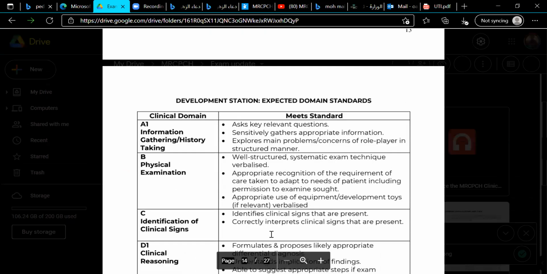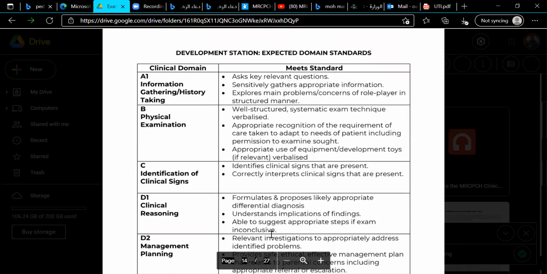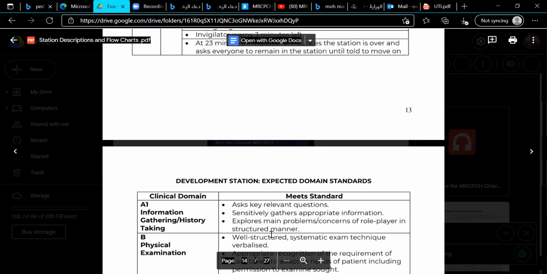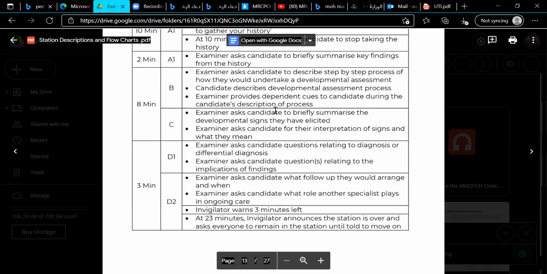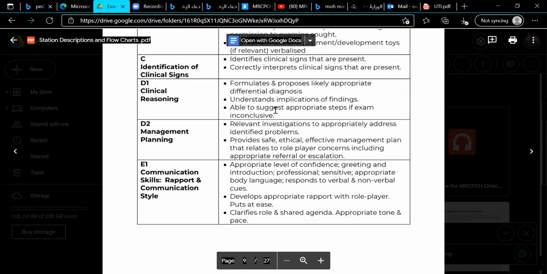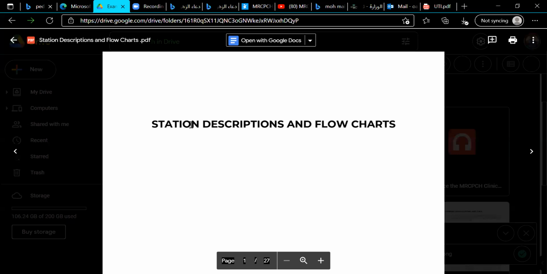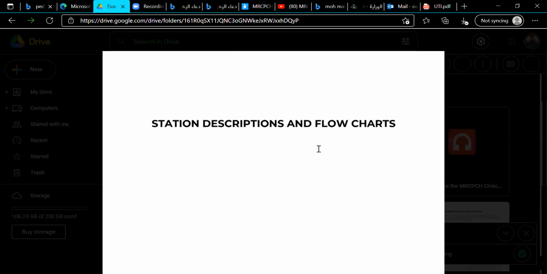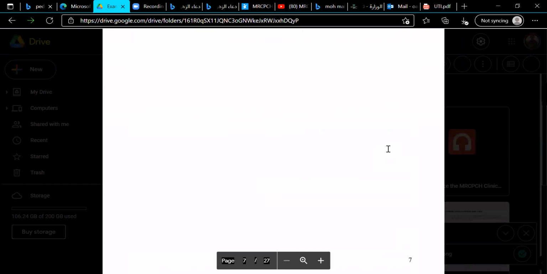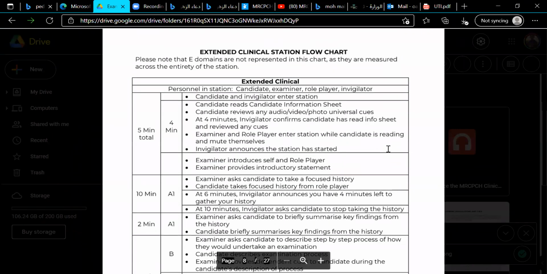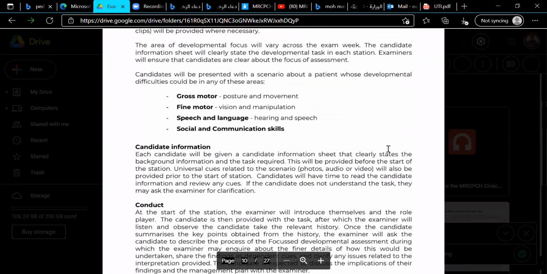Dr. Ola, sorry to disturb you. What is this PDF, please? Can you tell us where I will find it? This is the description of the stations from the RCPCH website. Okay, station description and the flowchart. Thank you. Dr. Ola, please share it with us in the group later, so that we can all see it and read it.